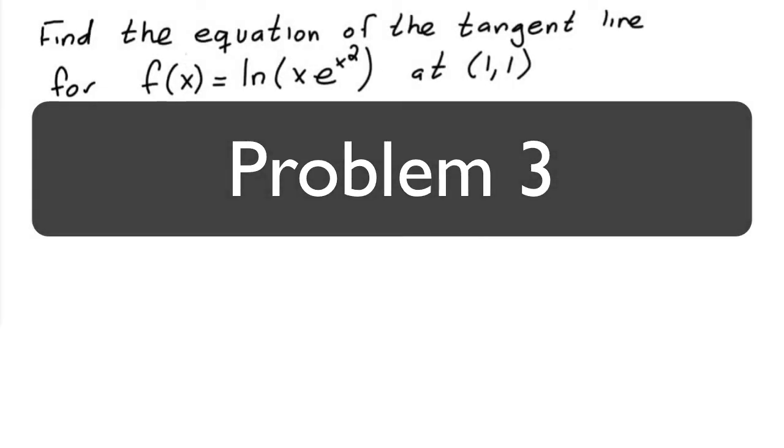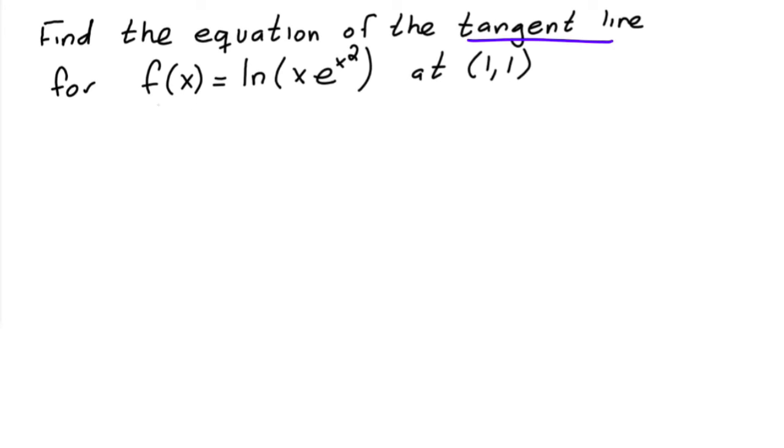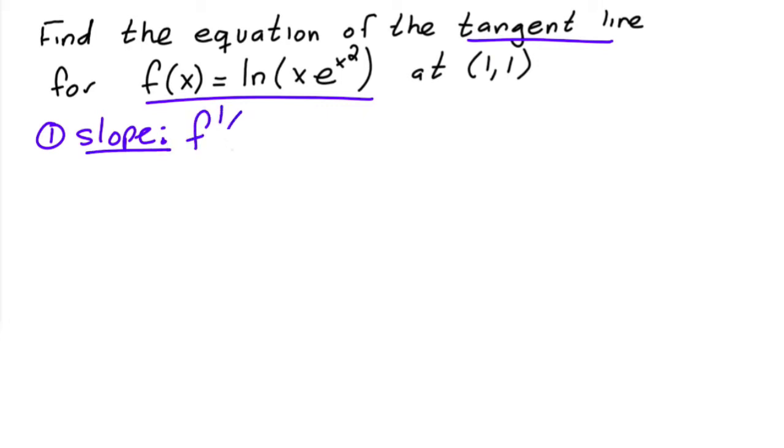So we want to find the equation of the tangent line for this function at (1, 1). So remember, the very first step is to find the slope, which means find the derivative at the point, which in this case is 1. So let's start off by finding the derivative.